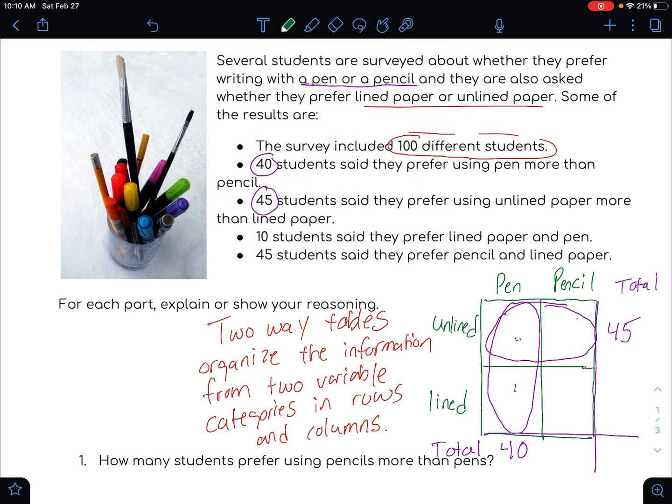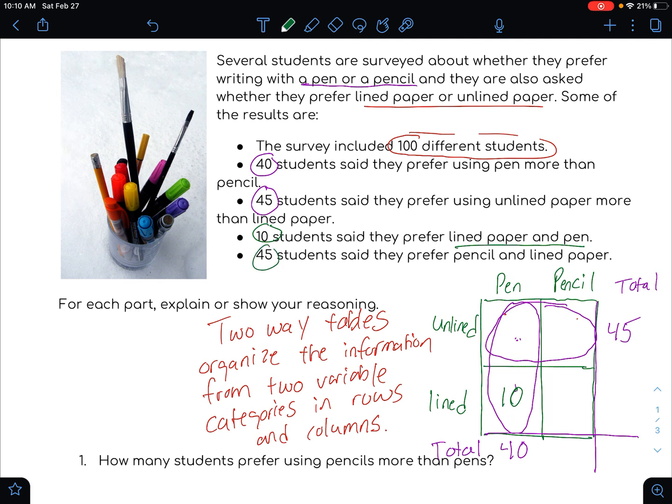All right, then we have 10 students that said they prefer lined paper and pen. So lined paper and pen. All right, so now that is inside of our little two-way table here. So lined paper and pen would be right down here, right? Because we have lined paper for the row and pen for the column. So that would be 10 students that liked lined paper and pen.